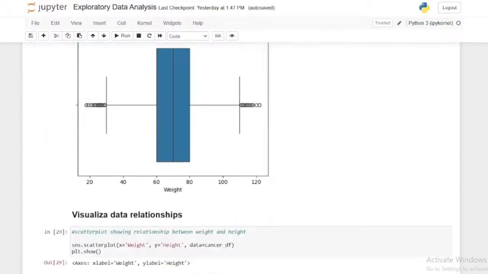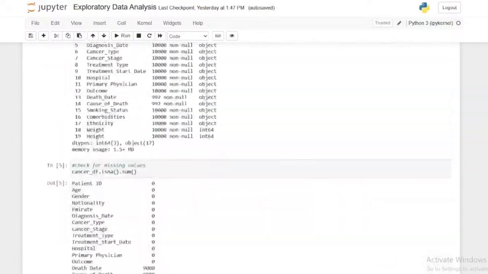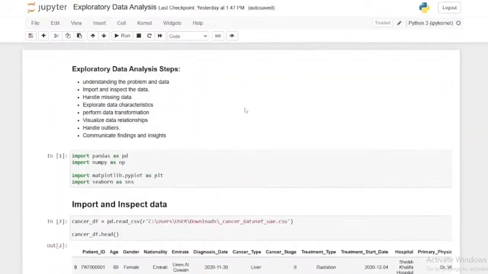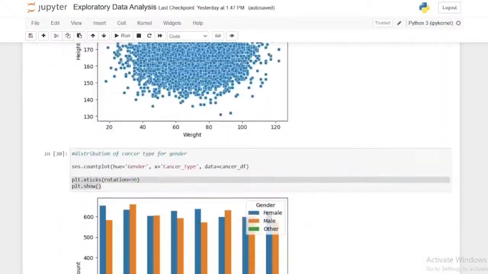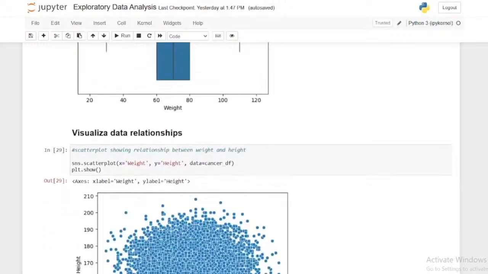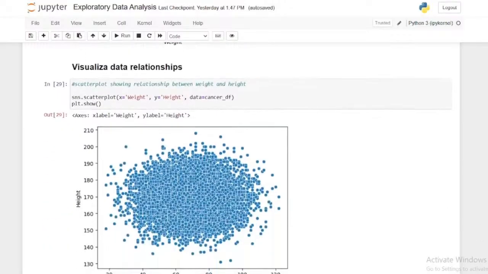Now we can go ahead and visualize relationships. So let's go back to our exploratory data analysis step. We'll be visualizing data relationships. So let's look at some columns and see how they relate to one another. The first visualization we'll be looking at is a scatter plot. A scatter plot is used to show the relationship between two numeric columns, right?